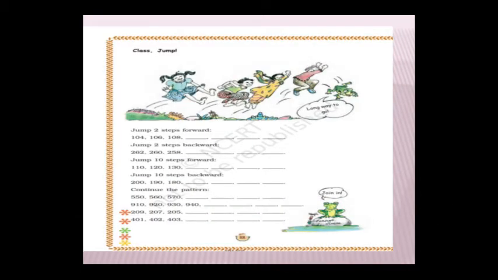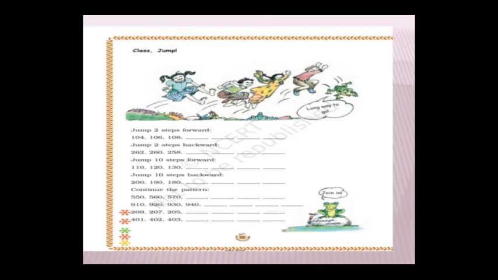Class jump. See here, jump 2 steps forward. 2 steps forward means you have to skip 2 numbers and write. For example, 104 you add 2, you get 106. So you are skipping 2 numbers here. 106 you add 2, you get 108. Like that only, you have to add 2 and write here.